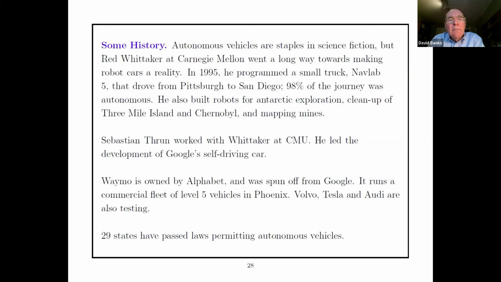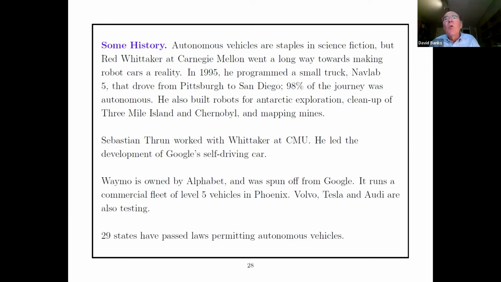So AVs sort of began back in 1995 with Red Whitaker's NavLab 5, which drove from Pittsburgh to San Diego. 98% of the journey was autonomous. 2% of the driving was done by a very scared and alert graduate student who sat in the co-pilot seat. Sebastian Thrun worked with Whitaker at CMU, and then he led the development of Google's self-driving car, which was then passed off to Waymo, which is owned by Alphabet. And so it is sort of the leader in this field.